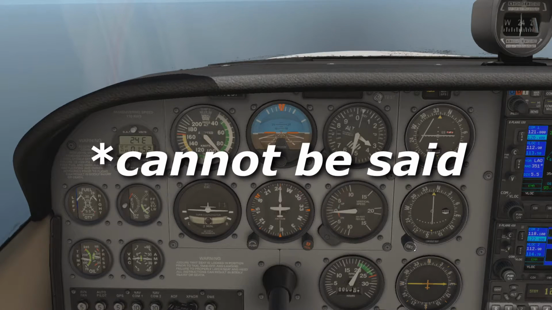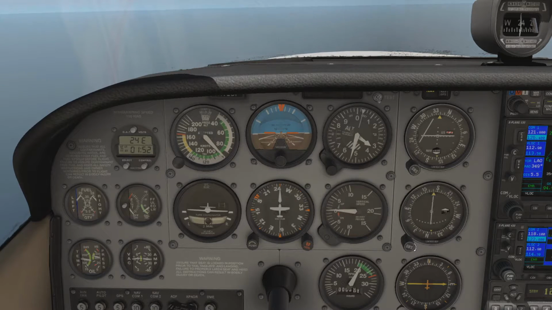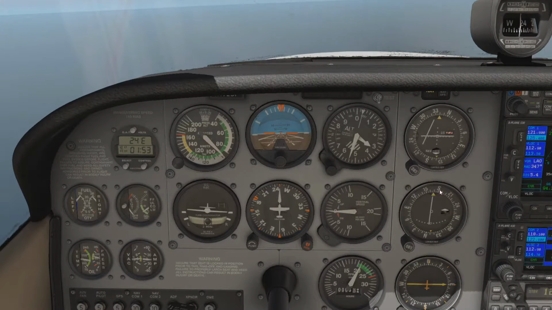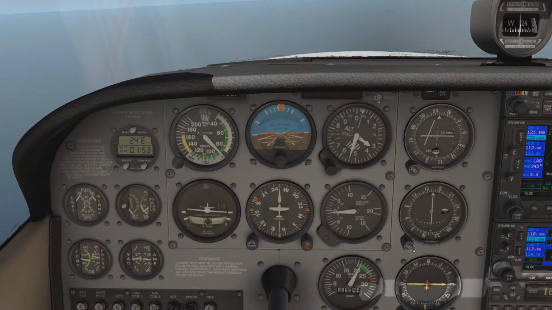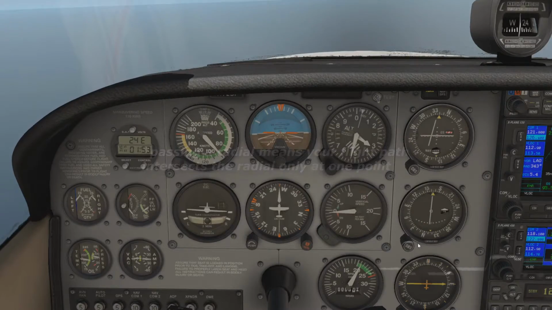Now the same thing can be said if I was getting a TO indication. A TO indication is now telling me that if I head towards this heading of 170, then I will start to track the radial. I will head towards the VOR station. And this is telling me right now that I'm passing radial 345.